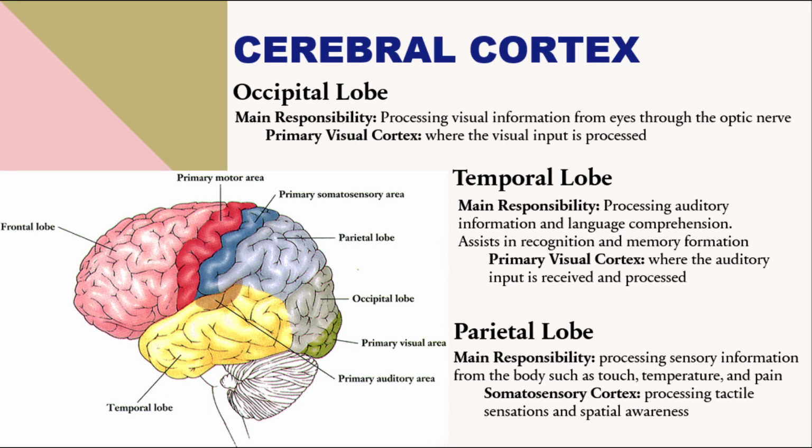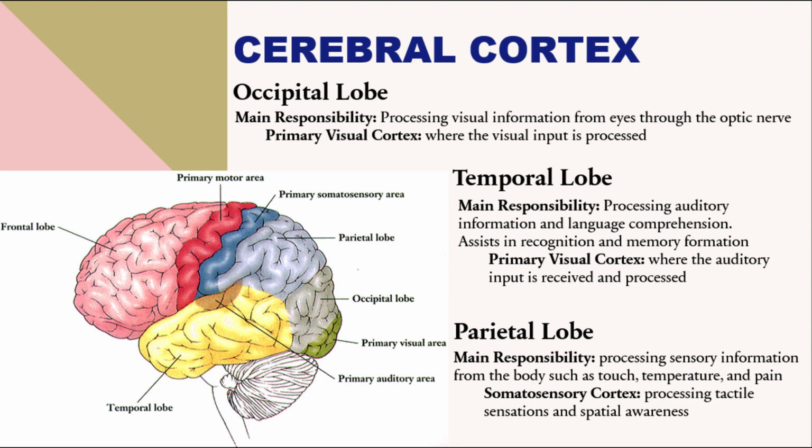The cerebral cortex is the outermost layer of the brain and plays a central role in many complex brain functions, including perception, cognition, language, memory, and voluntary movement. It is divided into different regions, each with specific functions and characteristics. Here are the key parts of the cerebral cortex.